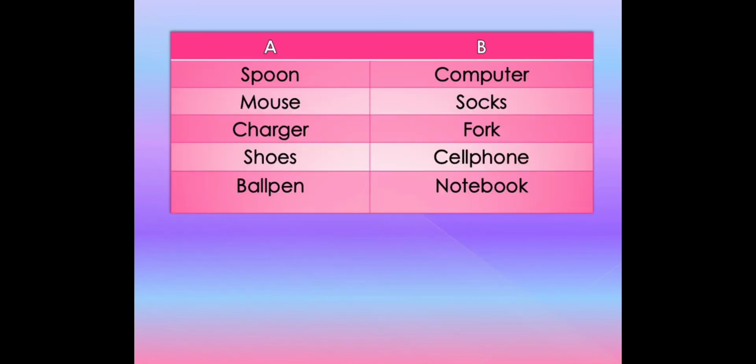Now here are the objects. We have column A: spoon, mouse, charger, shoes, and ballpen. In column B: computer, socks, fork, cell phone, and notebook. Now, I'll give you 2 minutes to form your ordered pairs. Time starts now.